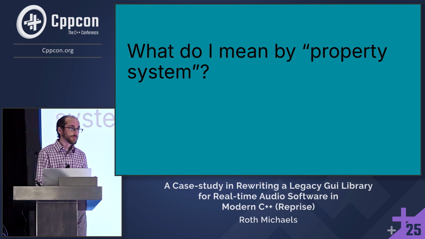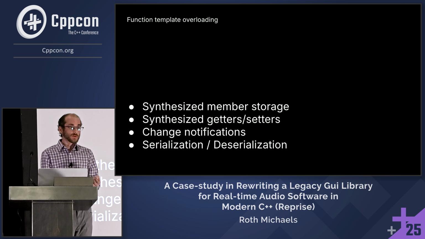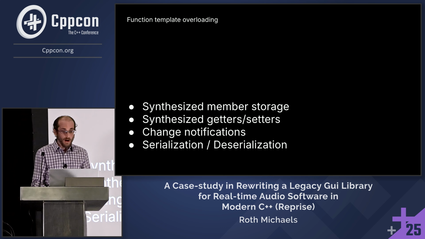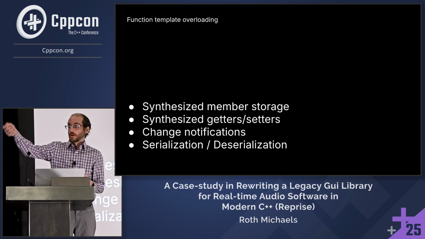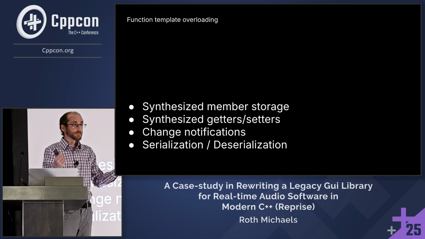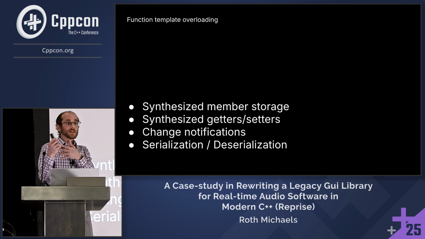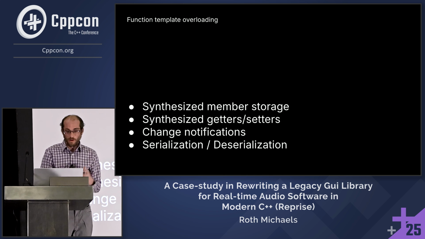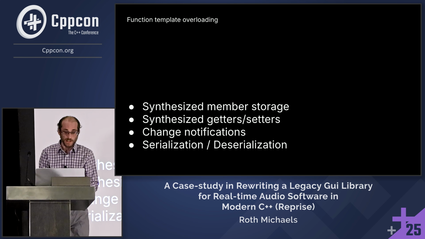And what do I mean by a property system? I mean a way to give objects synthesized storage of member variables and synthesized getters and setters. And the object will need to have some notification of knowing that, oh, some property changed, I might need to do something, like repaint myself or something like this. And also, it would be good to be able to serialize these properties out to maybe XML or other ways of serializing the UI instead of just specifying everything in C++.